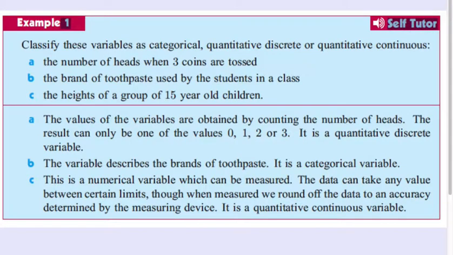Here are some different examples that I pulled from a textbook from IB. It asks you to go through and classify them as quantitative discrete or quantitative continuous. So part A, the number of heads when 3 coins are tossed. You can read that description here. The values of the variable are obtained by counting the number of heads. So the result could be 0, 1, 2, or 3. So this is quantitative discrete. If you want to pause and read the other ones, B and C, you're welcome to do so on your own.